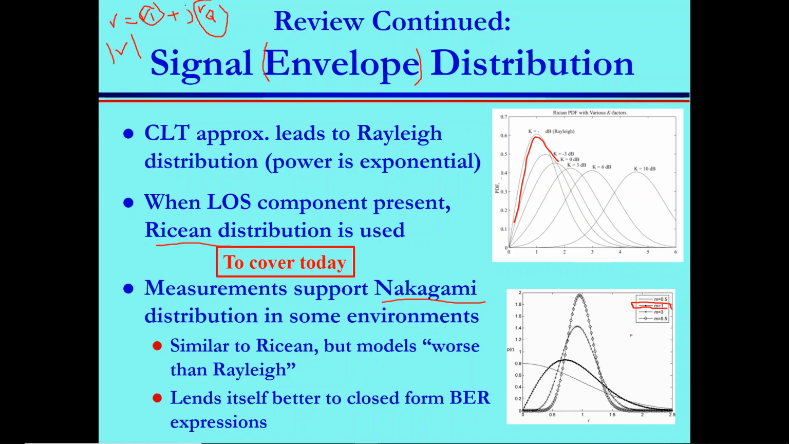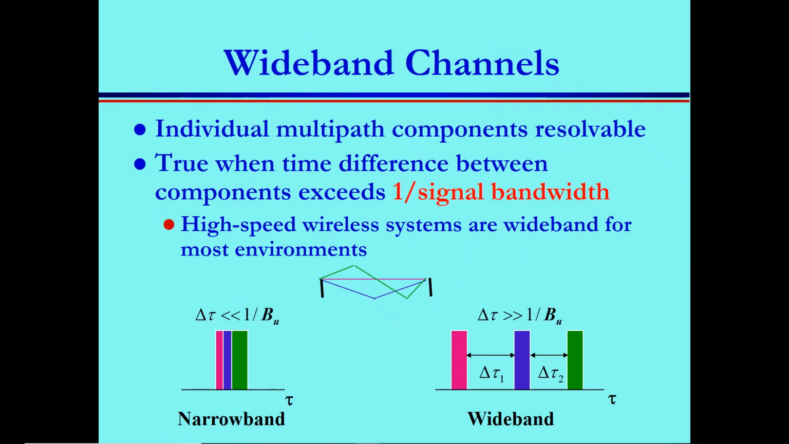And we need these models in order to analyze and characterize our system and be able to derive the probability of error performance and other performance metrics as well. So this is what we talked about.